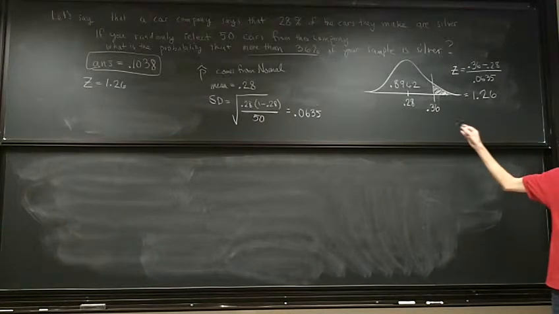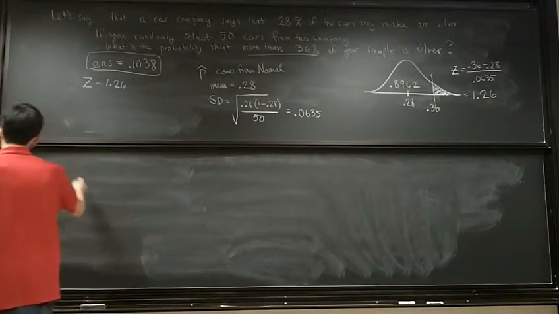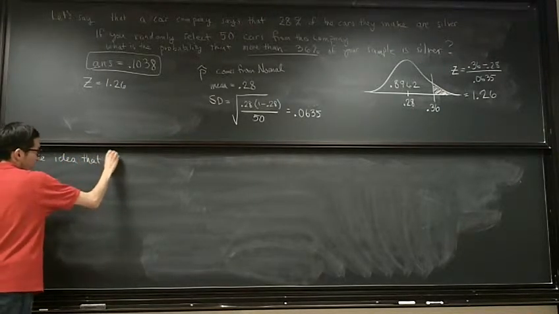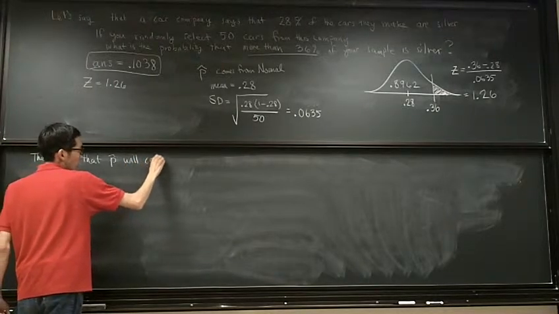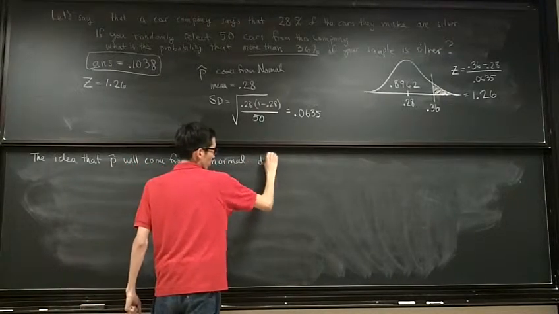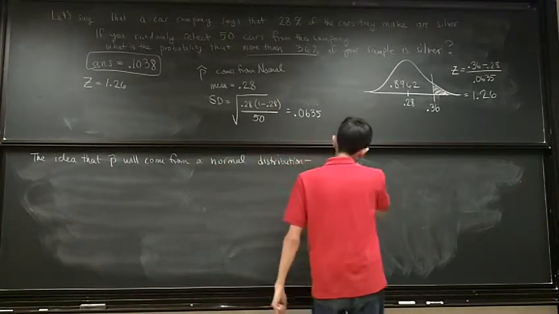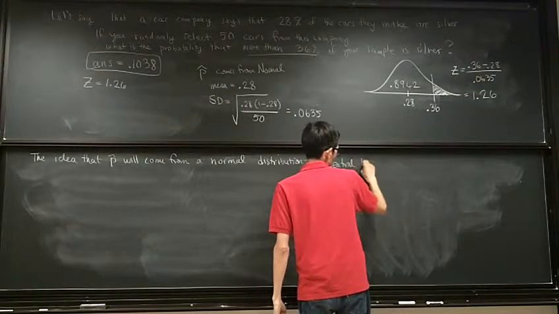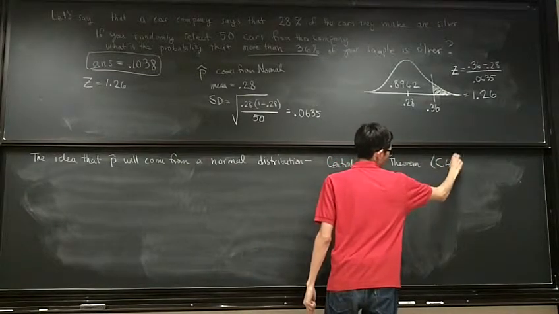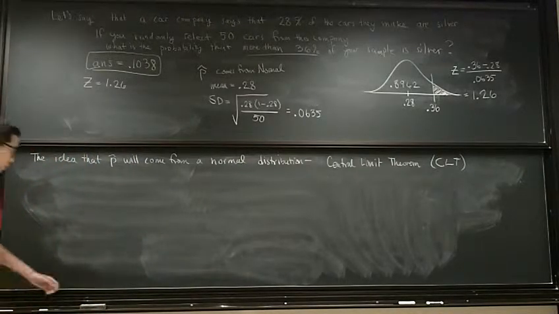I've been saying p hat, the sampling distribution of p hat, comes from a normal distribution. Okay? The idea that p hat will come from a normal distribution, that's known as the central limit theorem. CLT. Okay, it's pretty cool.